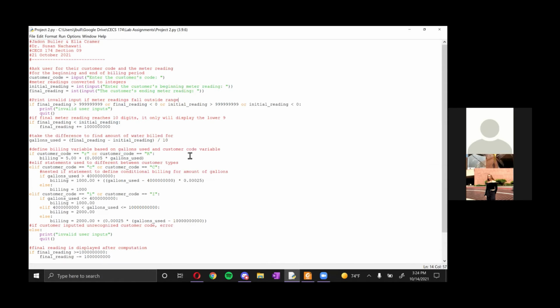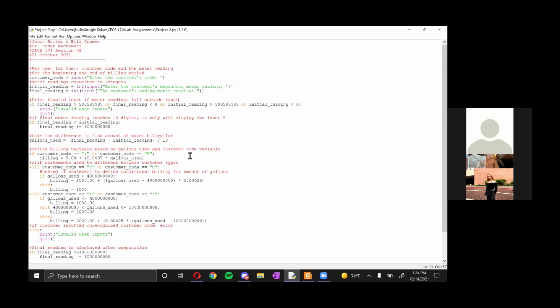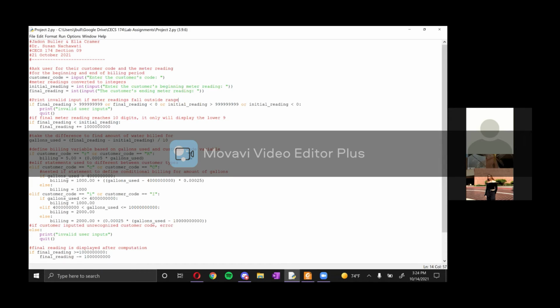Then the last ELIF statement was for an industry water bill, and if their gallons were less than or equal to 4 billion, their bill would be $1,000. If the gallons used were more than 4 billion and less than or equal to 10 billion, it would be 2,000. And if that was all false, it would be 2,000 plus the rate 0.00025 times their gallons used minus 10 billion.